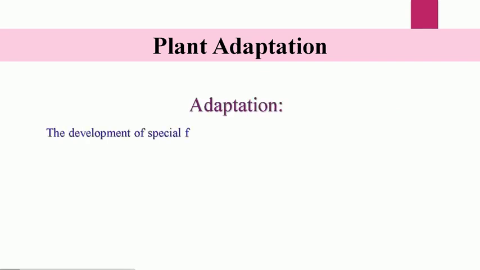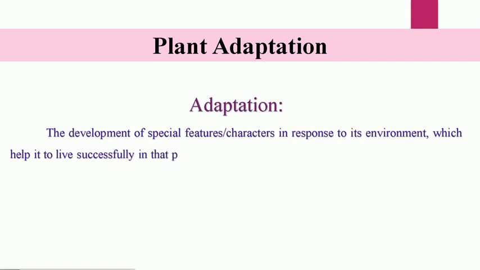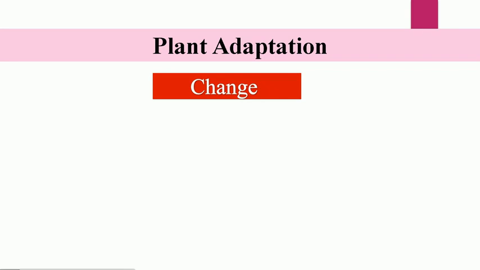So we can summarize the meaning of adaptation as the development of special features or characters in response to its environment, which help it to live successfully in that particular environment or habitat. The plant adaptation, or simply the adaptation, causes the change in the body of that plant or animal.